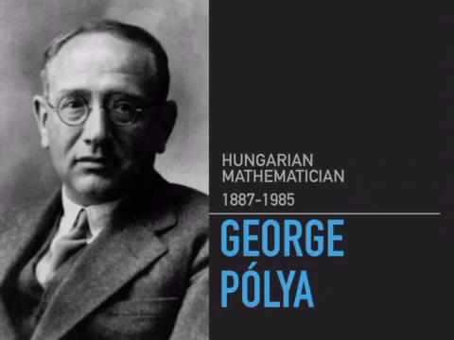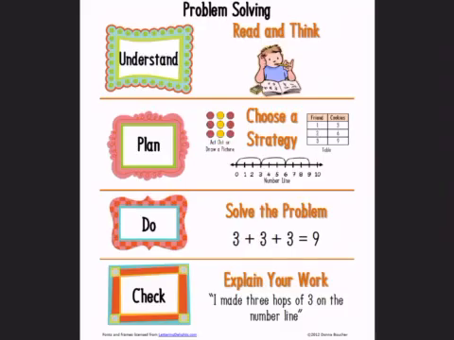Well, George Pólya was a Hungarian mathematician. He lived from 1887 to 1985, and in the 1940s, he was kind of known for coming up with 4 steps that really help individuals with understanding word problems and story problems and being able to solve them efficiently. Here are those 4 problem-solving steps simplified for our class.